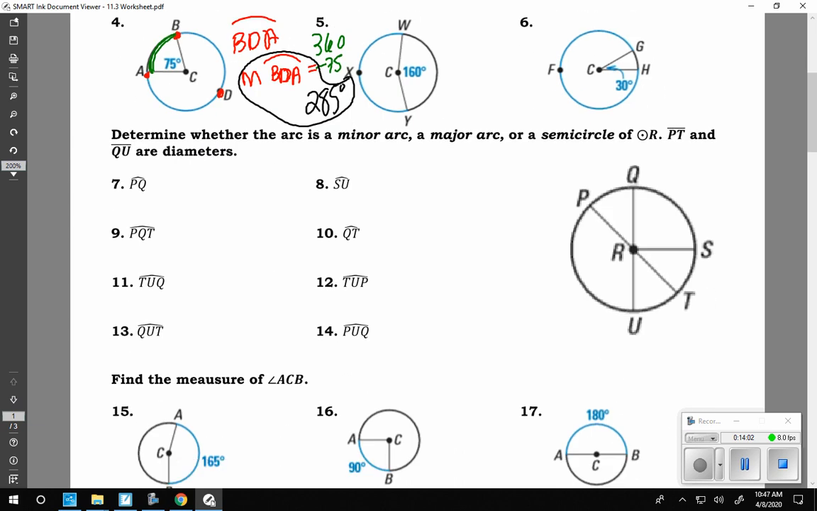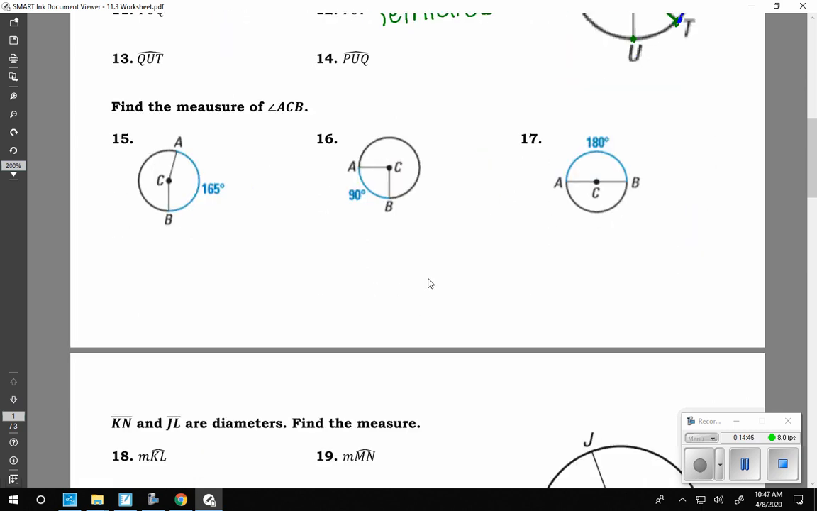Determine whether the arc is minor, major, or a semicircle. So I didn't talk about semicircle in the notes. Semicircle is just half. Okay, so like, let me find one. Arc TUP, that's a semicircle. Okay, I'll tell you all of the semicircles. Number 9 is as well. PQT, so that's also a semicircle. And then the other ones are just major or minor. If it's less than 180, it's minor. If it's greater than 180, it's major. If it is 180, then it's a semicircle, which we already covered both of those.